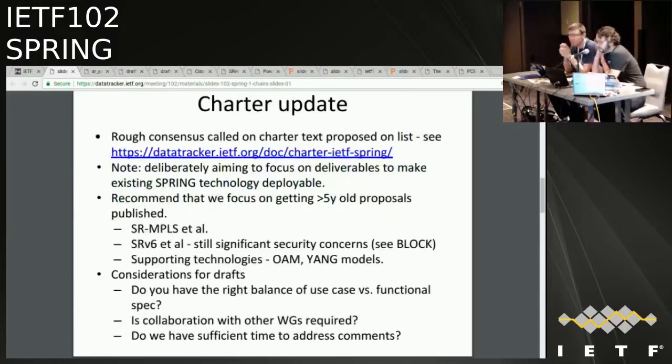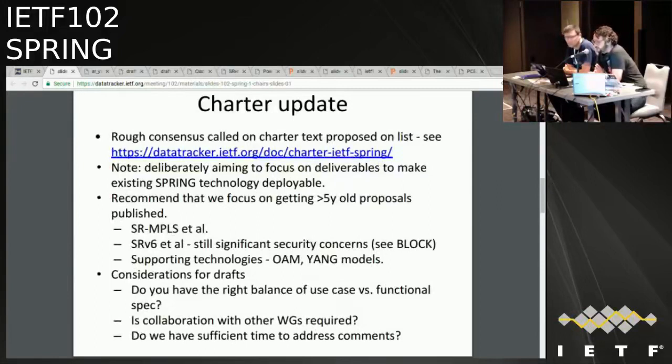So the first thing we want to cover is a quick update on the charter. We discussed it on the list. We've discussed it at the last meeting and a number of meetings before that. We called rough consensus around the text that we posted on the list with the updates that we've made. You can see it at the URL there. It's currently in IESG review.